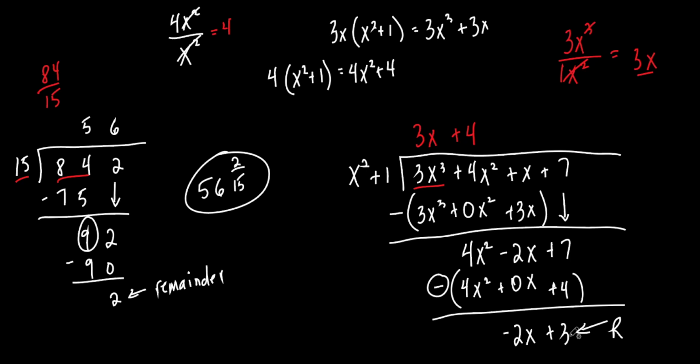So here's how I write the remainder. Since it's minus, I'll put minus, and then I'll put 2x. Actually, let's do it like this. Let's put a plus, but then put negative 2x plus 3 over, what are we dividing by? X squared plus 1. And that crazy looking thing right there is the answer to that division problem.